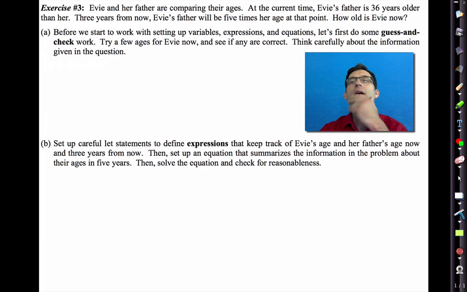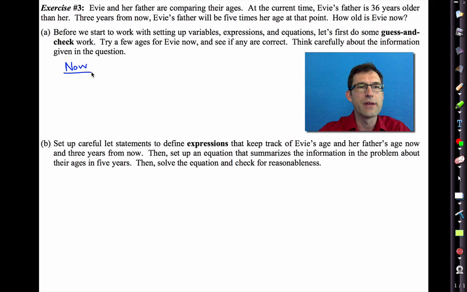Well, why don't we try some guess and check? Okay, this is important. I often will tell students that it's a really, really good idea to do some guessing and checking before you launch into the algebra, because it'll help you. All right, so let's do this.